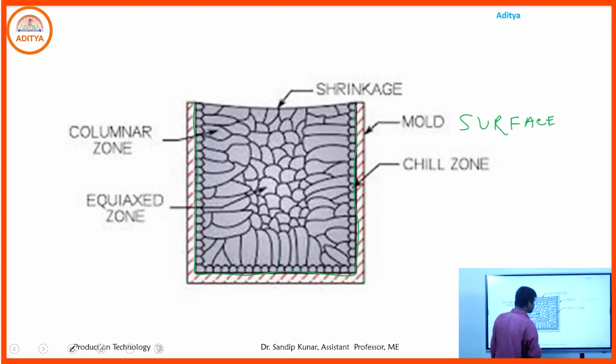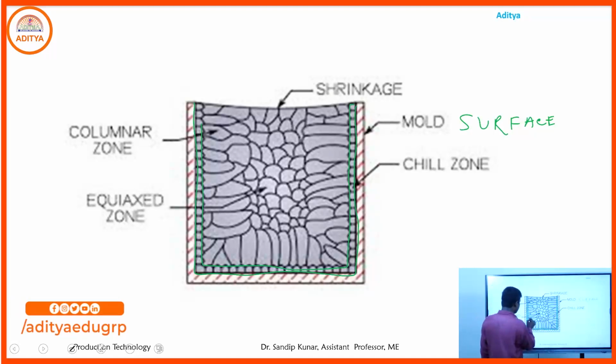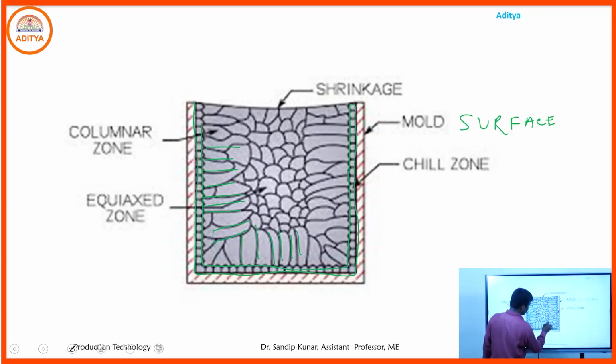That is the mold surface, and across the mold surface, heat will be extracted first, and that type of narrow band zone will be produced. This narrow zone is called the chill zone. Then a perpendicular, highly directional, long and thin zone is formed. That zone is called the columnar zone.